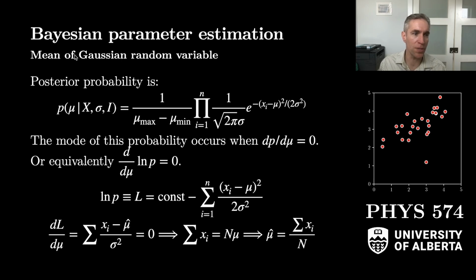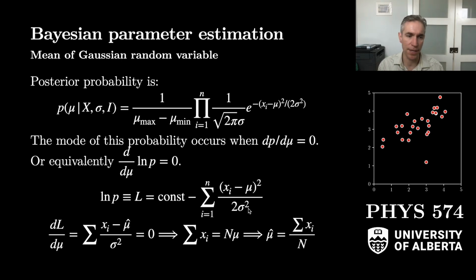So taking our posterior probability, we have our prior in this term, and then the product of all those Gaussian functions for each of the data. The mode, the maximum likelihood, occurs when the derivative of our probability is 0. What we normally do is calculate the derivative of the log, because it's a monotonic function, and therefore when the log is maximized, the original function is maximized. So that gives us the natural log of p. We'll often call this the log likelihood, big L.